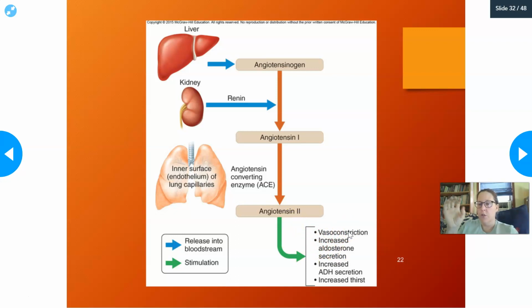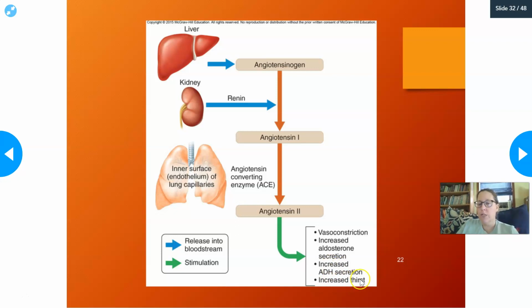So you have a constriction in your vascular system, right? You're going to see an increased aldosterone secretion. Okay, so that was going to make you retain some sodium and pull water back into the system, and an increased antidiuretic hormone secretion. And we're going to talk about antidiuretic hormone, but it helps you to retain water. So to pull water out of the urine and put it back into the cardiovascular system.